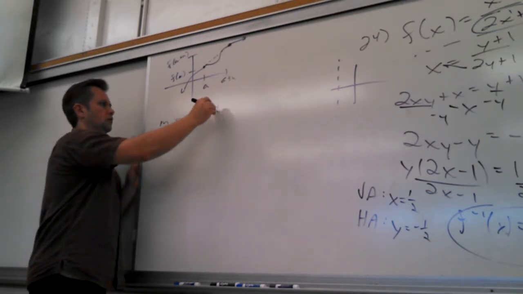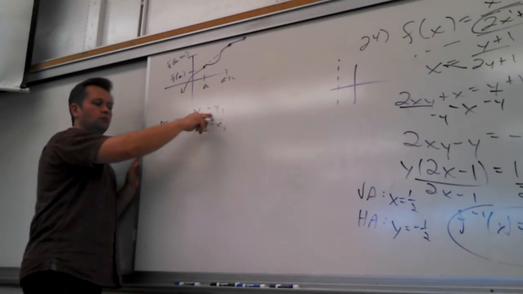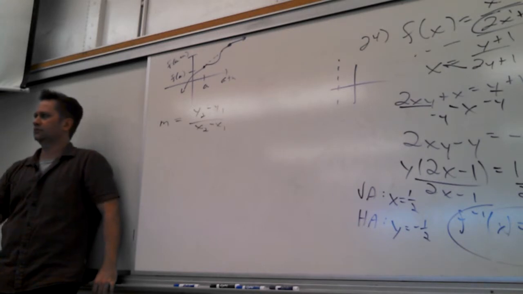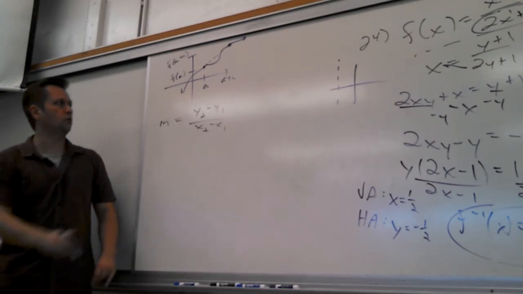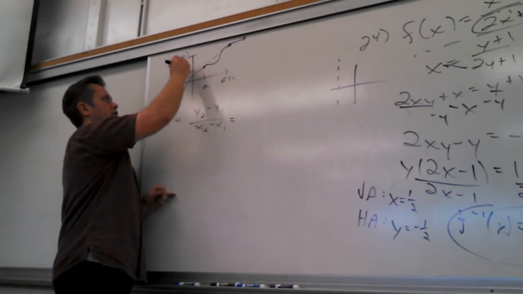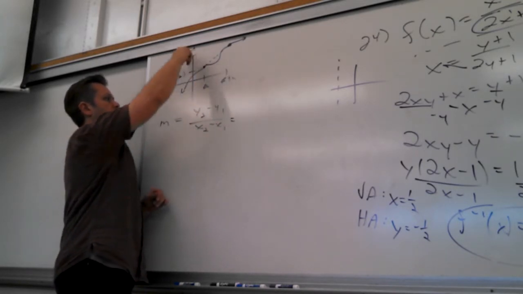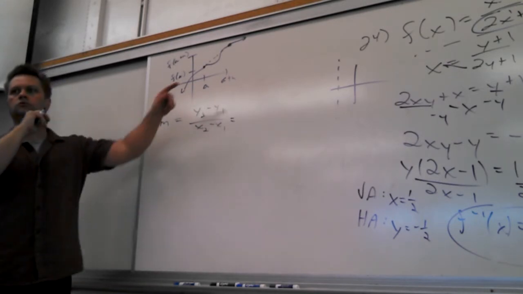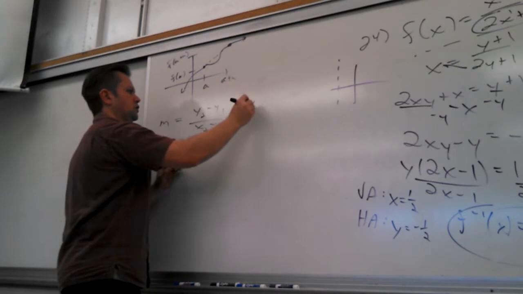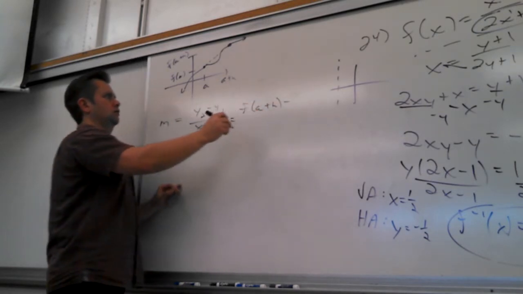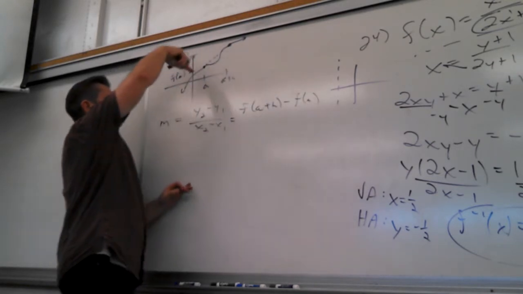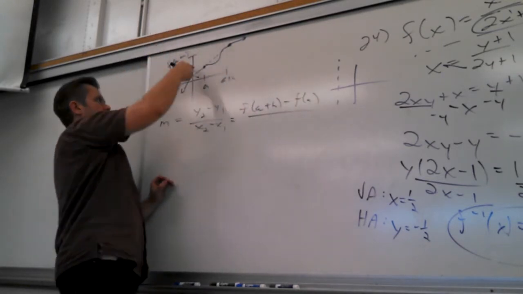Y over x. Rise over run. Rise rhymes with y's. Y's on top. So what is y2 minus y1? Let's say this is the first point, this is the second point. What's y2? f of a plus h, that's the output for it. So f of a plus h minus, what's y1? f of a. That's how much the y's changed, how much it rose.